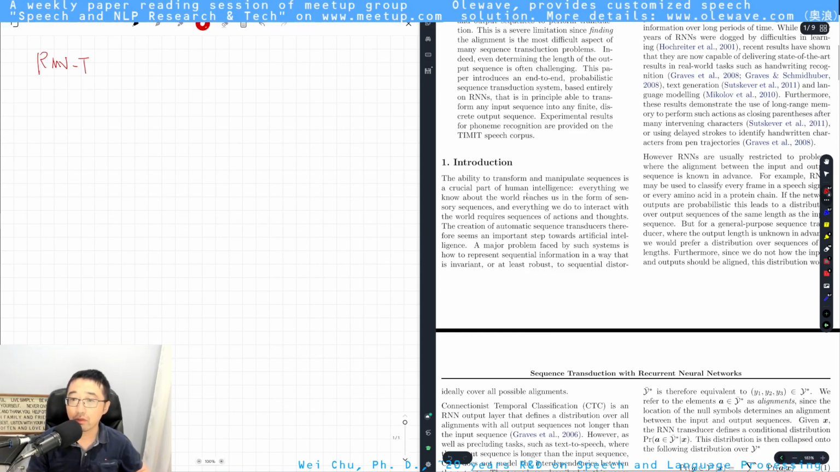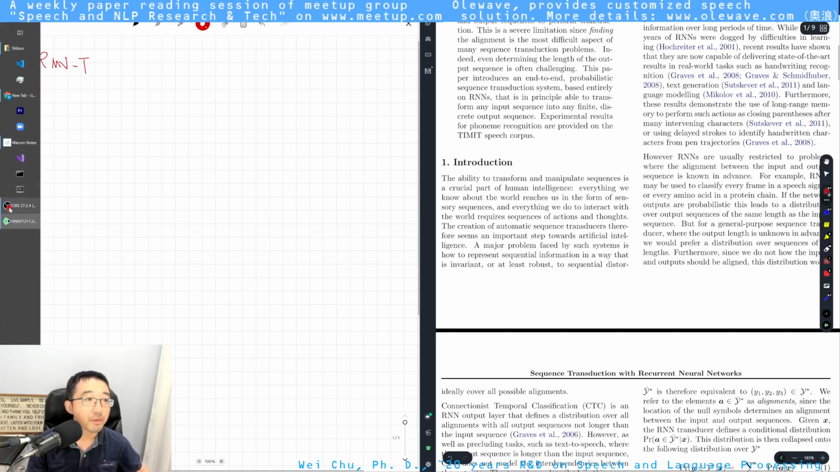So let's see the introduction. I think it's also beneficial to read the introduction. The ability to transform and manipulate sequences is a crucial part of human intelligence. Very well written.